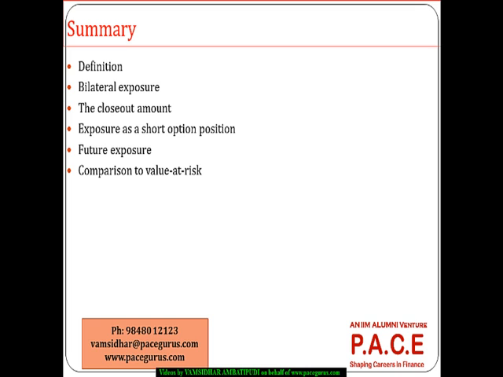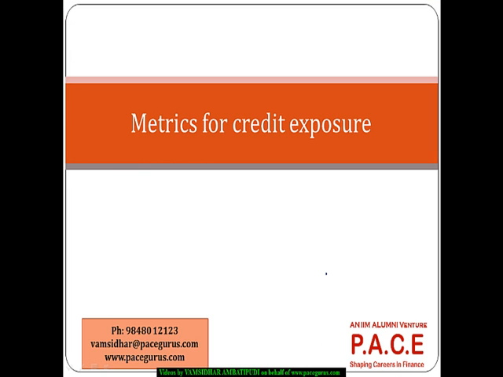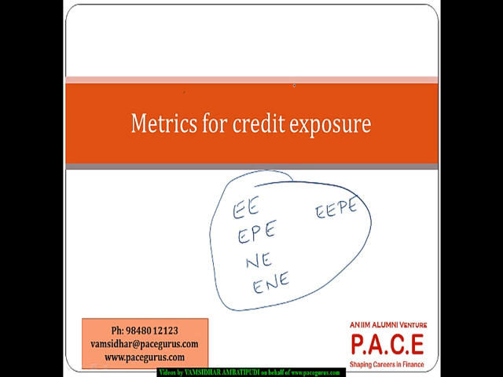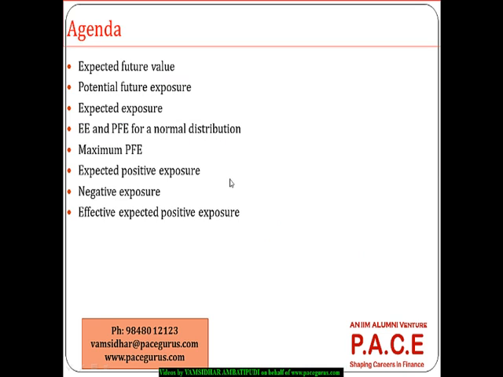All right. In this session, we'll try to compute the different kinds of metrics for credit exposure. Right? What are the different things? How do I compute expected exposure? How do I compute expected positive exposure? Right? Negative exposure, expected negative exposure. So there are different kinds of computation: effective expected positive exposure. So there are different such kinds of computations that are required. What do we mean by each one of them is something which we are dealing with here.